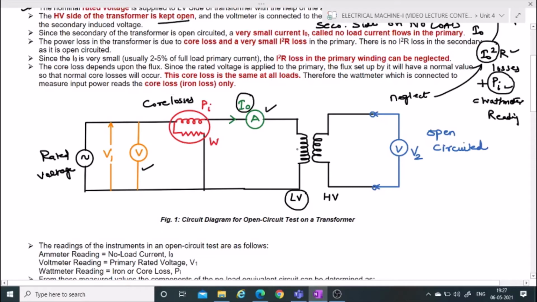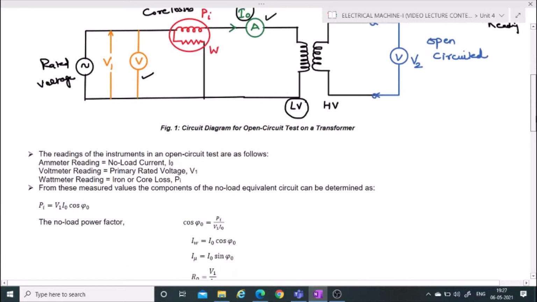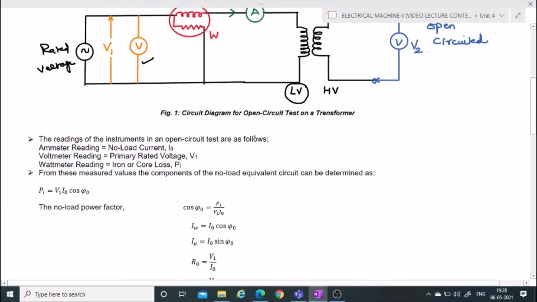So if we go further, the readings of the instruments in the open circuit test give ammeter I naught, V1 and Pi. So we have three readings from this test. Now these three readings can be used to determine the different components or parameters of the transformer. Now we will see how.